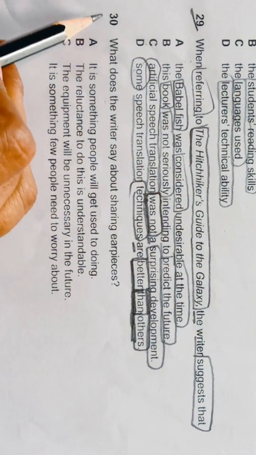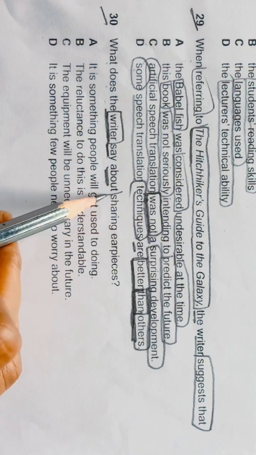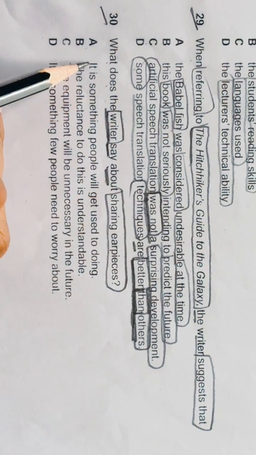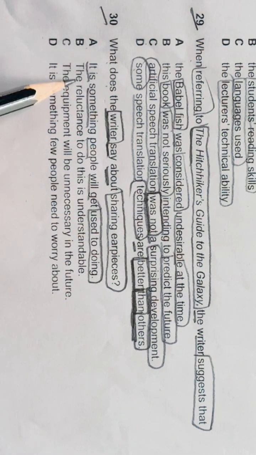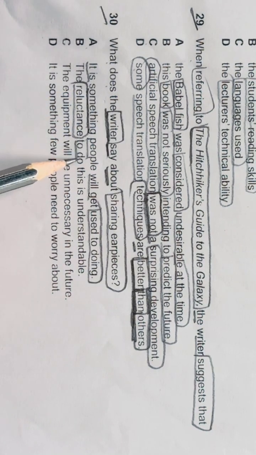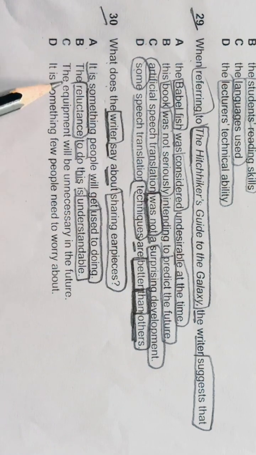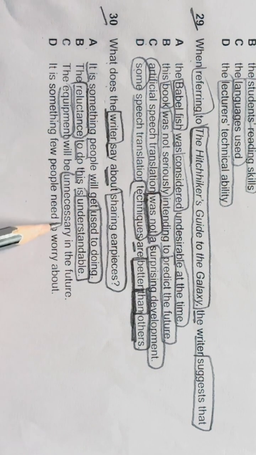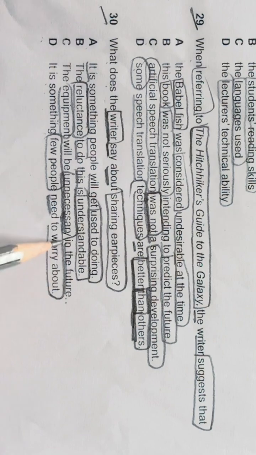Next question, 30. What does the writer say about sharing earpieces? A. It is something people will get used to doing. B. The reluctance to do this is understandable. C. The equipment will be unnecessary in future. Unnecessary means of no use. D. It is something few people need to worry about.